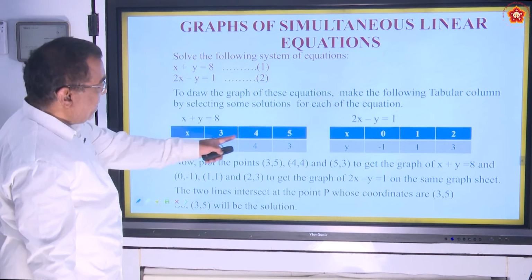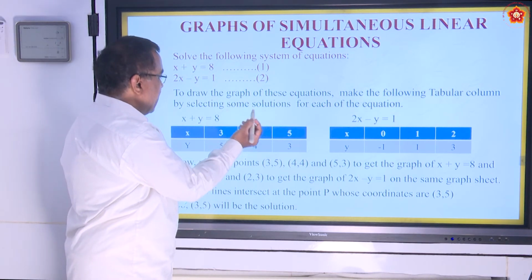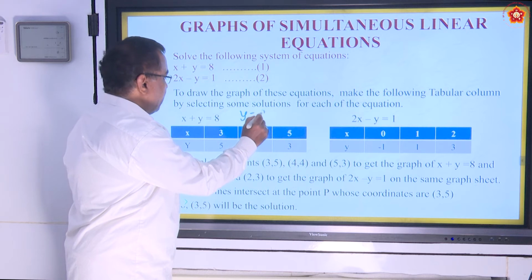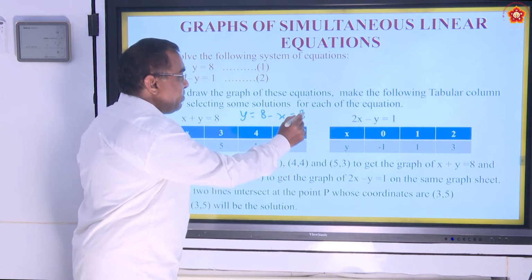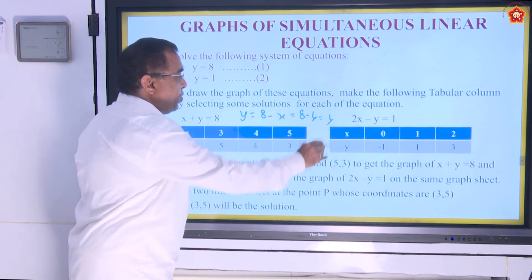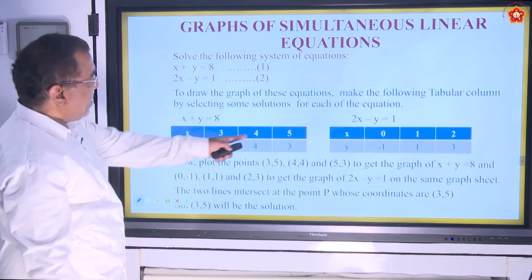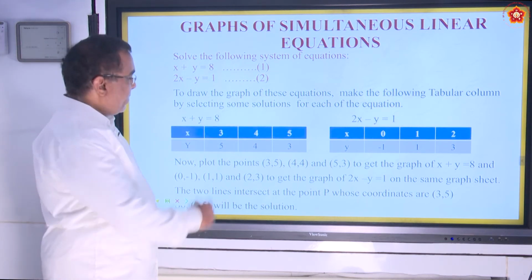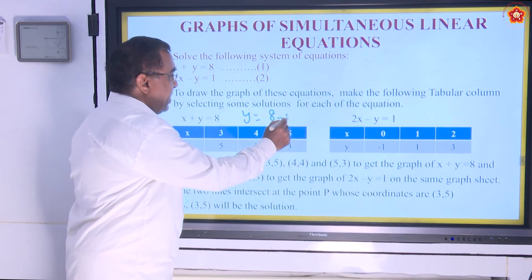Next we will take the x value to be 4 in the same equation. So x equals 4. First we write y equals 8 minus x. So x value is 4 means 8 minus 4, that will be 4. That's how it is. Next, if x value equals 5, what happens? The y value will be 8 minus 5, that will be 3.